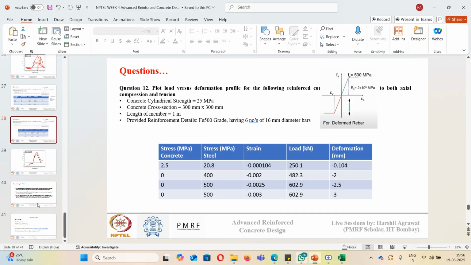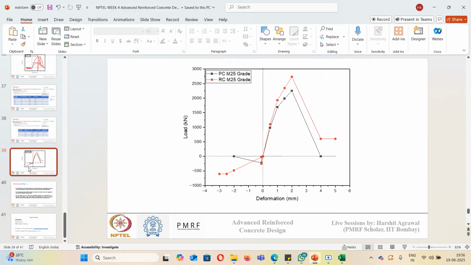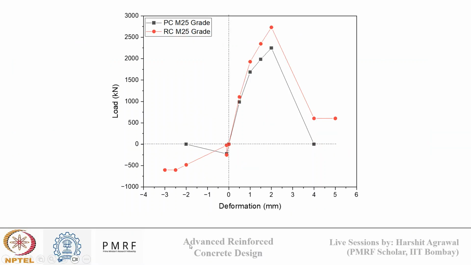Okay, so if you compare now plain concrete and reinforced concrete, then you can see this change. As soon as we add the reinforcement, you can see there is an increase in the compressive load. However, after peak, you can see there is still some resistance that the reinforced concrete offers. And on the tension side, in the case of plain concrete, this graph would have dropped to 0 from here.